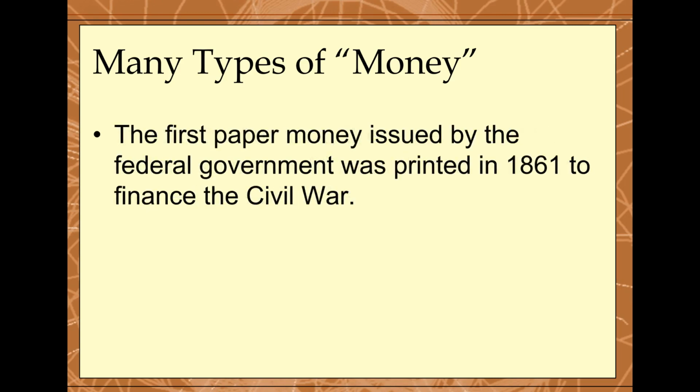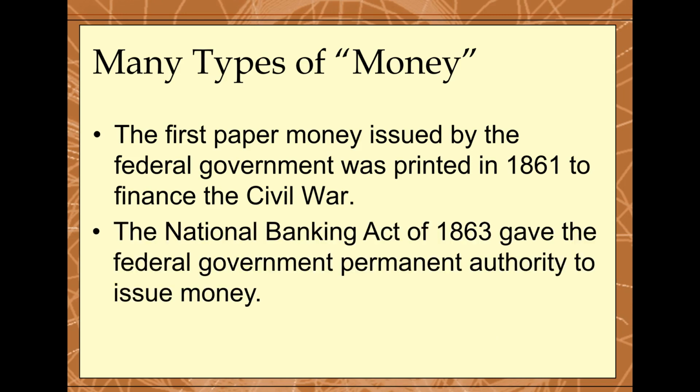And the first paper money federally issued wasn't issued until the 1860s. And then that became law with the National Banking Act in 1863, and that gave the federal government the sole authority. So in other words, states could no longer issue their money. It became the sole authority of the federal government.